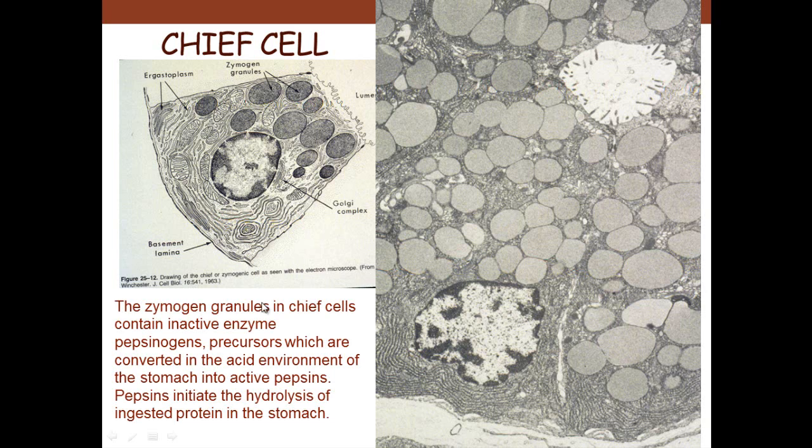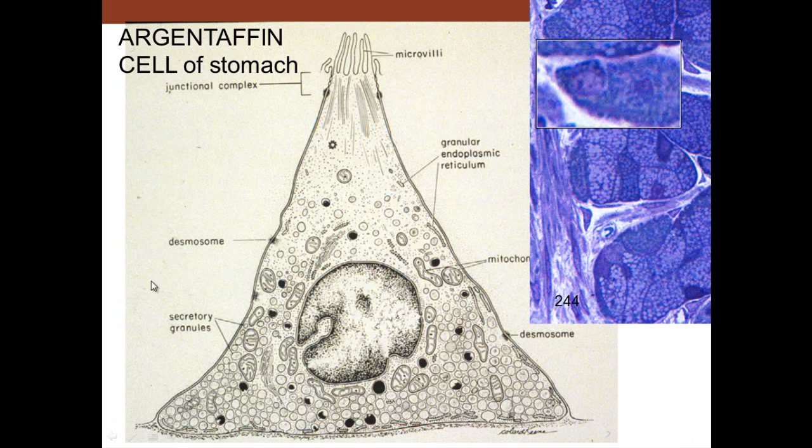Now, the zymogen granules of chief cells contain inactive enzyme pepsinogens, precursors which are converted in an acid environment to active pepsins, and pepsins initiate hydrolysis in the digestion of proteins in the stomach. The digestion of ingested proteins is what it should have said.